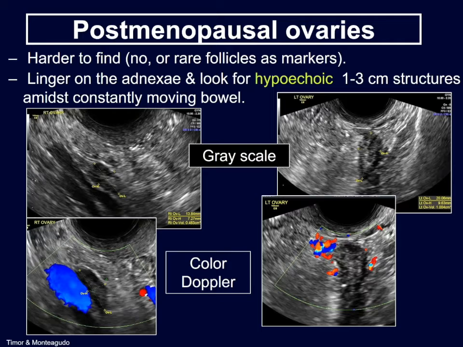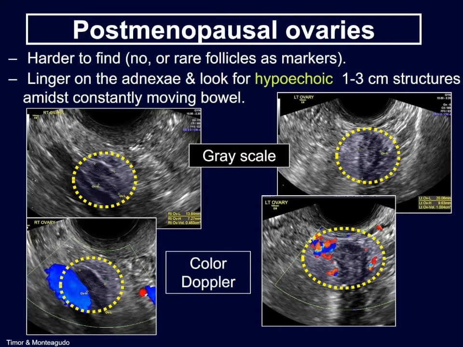Let's talk about the postmenopausal ovaries. I think everybody will have a little problem finding them. They are harder to find. They don't have follicles as markers, so you have to linger on the adnexal and look for hypoechoic, 1 to 3 centimeter structures amidst constantly moving bowels. So linger a little bit there and you will definitely be able to see these tiny anechoic structures and examine them with grayscale as well as with color Doppler.